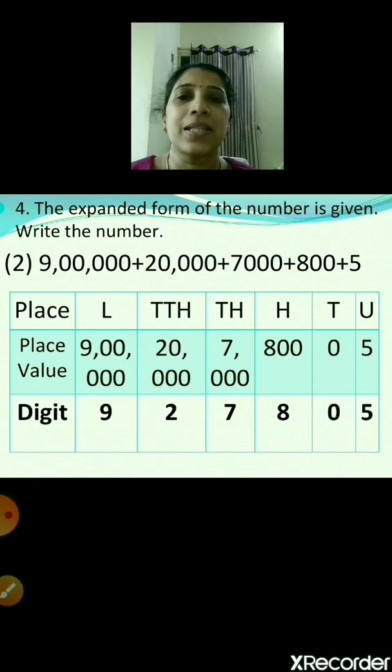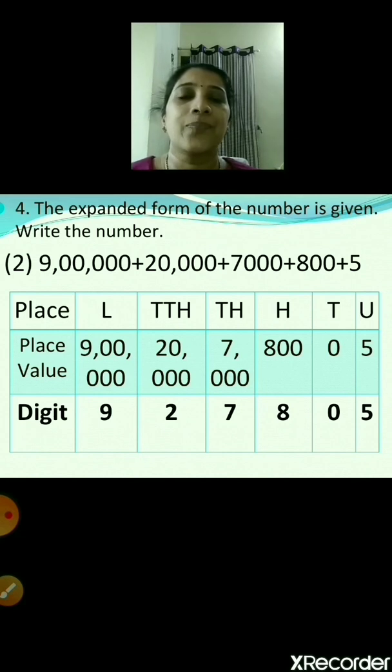Next number is 7 followed by 3 zeros. So first 0 in the units place, second 0 in the tens place, third 0 in the hundreds place, and the digit 7 is in the thousands place. So the place value 7,000 will come under the thousands place.